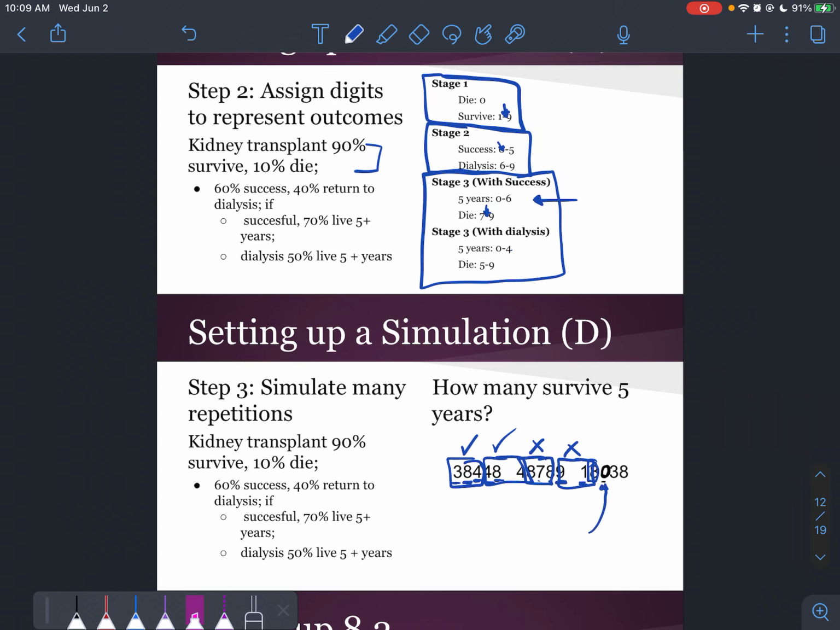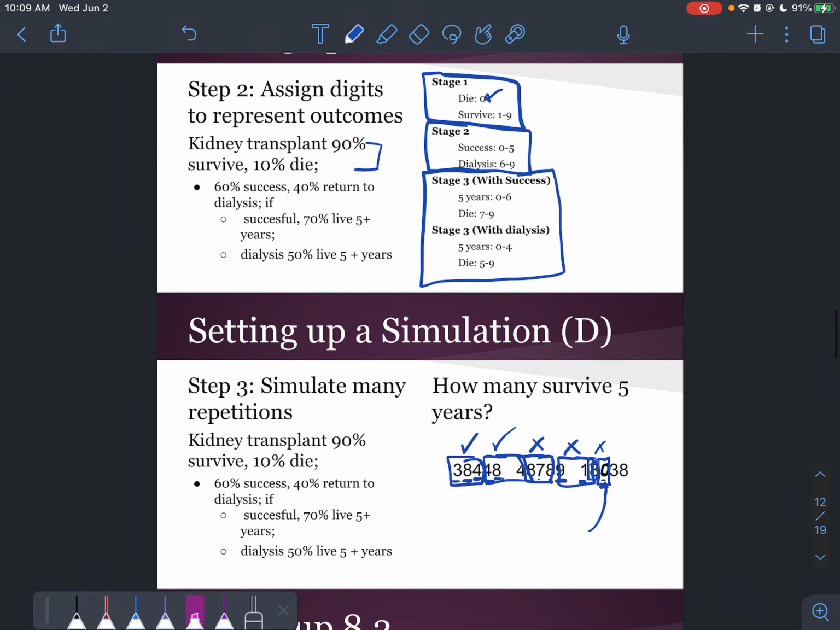Look at this one. My next one is a 0. Well, take a look at what happens here right away now. If I'm a 0, well, I don't make it to the survive batch. I don't. So that is that, and that is end simulation right there. So then we'd move on with the next one, 3, 8, and so on with that.